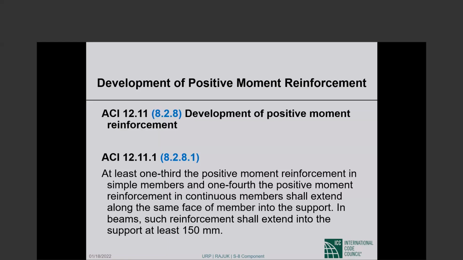Under gravity, it may be okay, but this is where structural integrity reinforcement comes in, which I will discuss with you in a week or 10 days maybe. I don't know. But this is the requirement as far as the positive moment reinforcement goes. You extend it 6 inches into the support, and that is 1/4 of the positive reinforcement in continuous spans and 1/3 in simple spans.